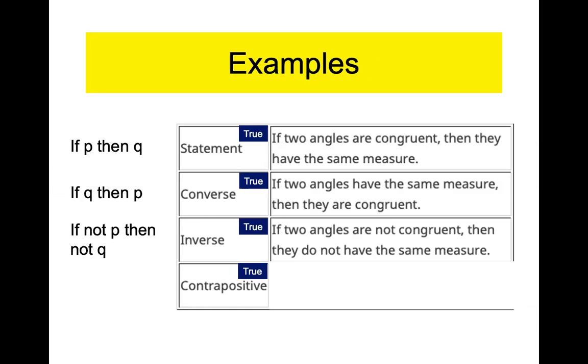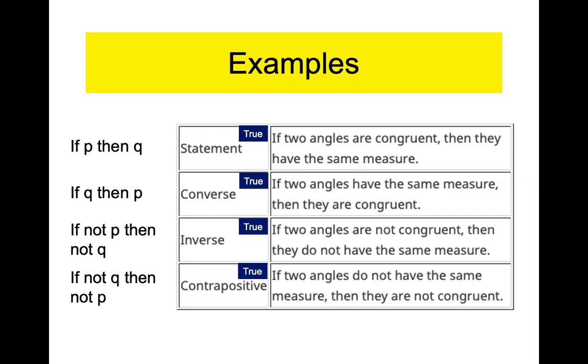By the way, the contrapositive would be what? If two angles do not have the same measure, then they are not congruent. There you go. So there are two good examples of converse, inverse, and contrapositive. Any questions?